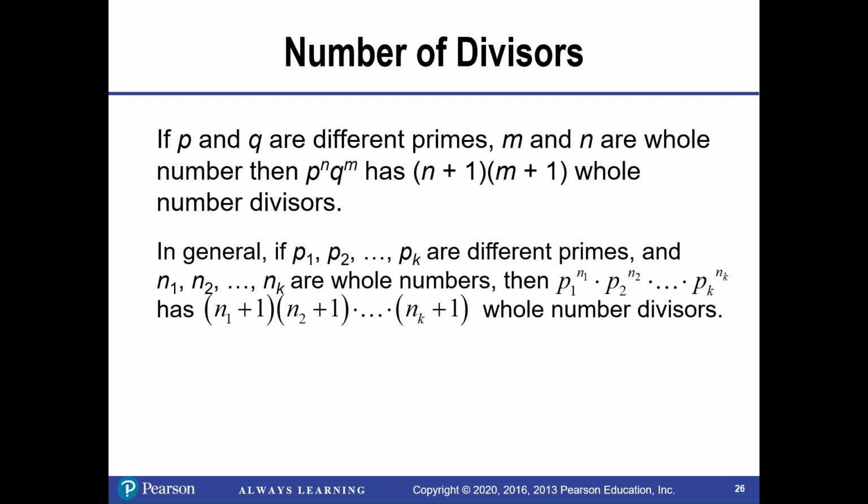And the reason it's plus 1 is because, again, remember if I had 2 cubed, the divisors of 2 cubed were 2, 2 squared, 2 cubed. So that's our N, but also just 1, or 2 to the 0 power. So that's plus 1.